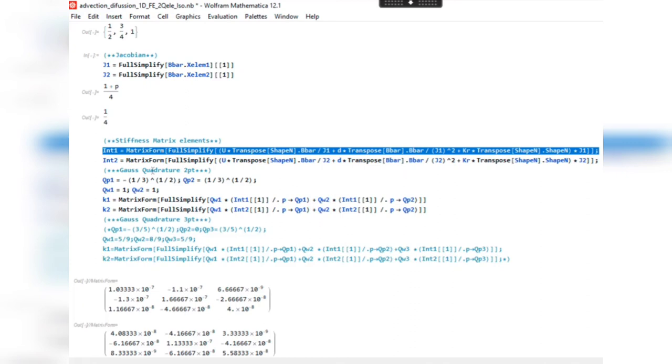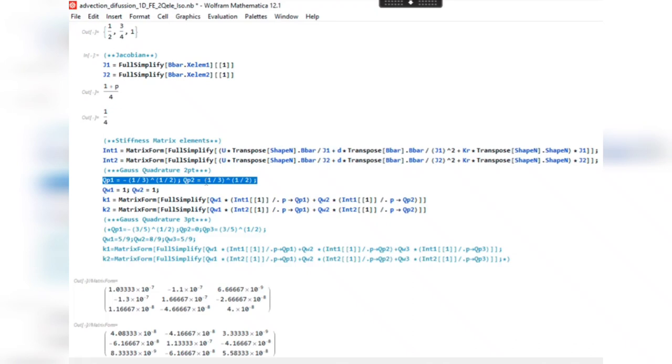We want to solve the integral by numerical methods, so we're using the Gauss quadrature. We're using two points. The rule is two points. So the two points are minus and positive square root of 1/3. And the weight is only one. Yeah, we have only one value for the weight.